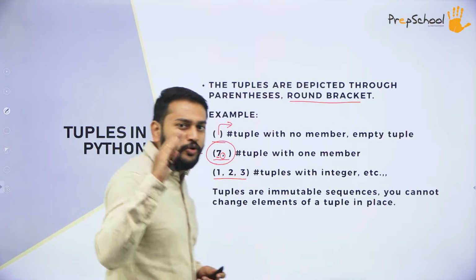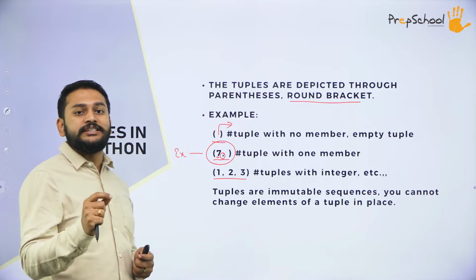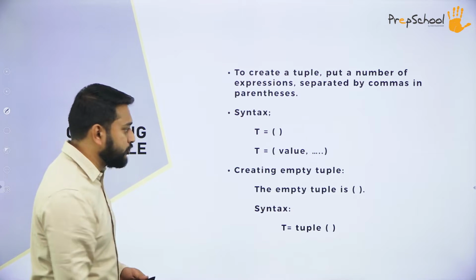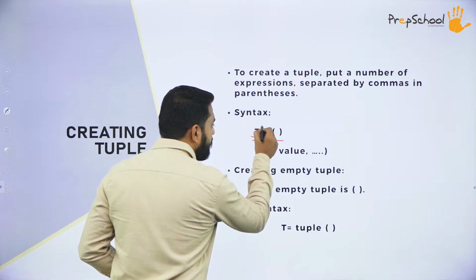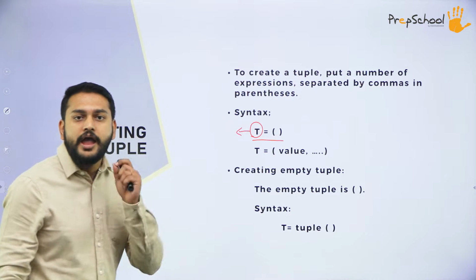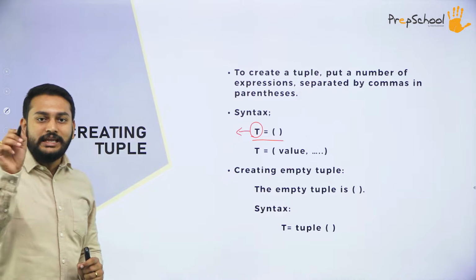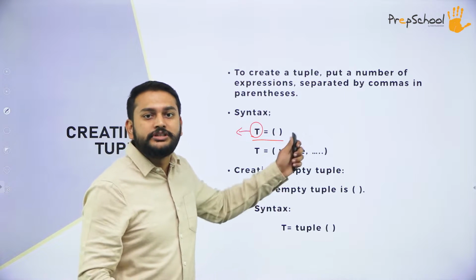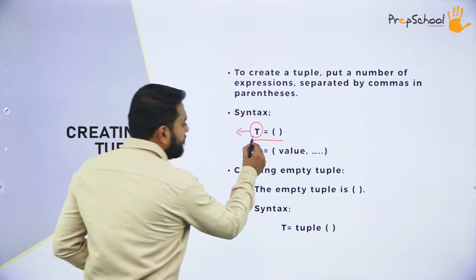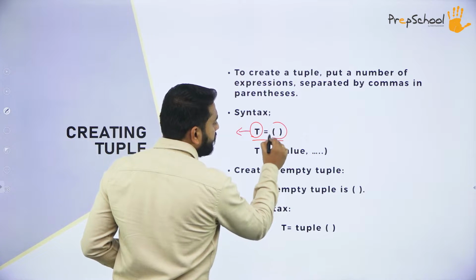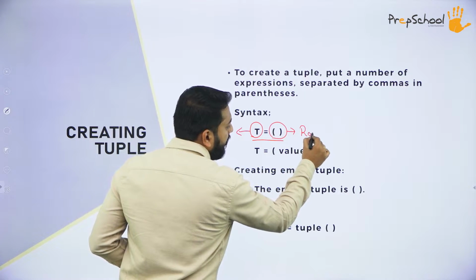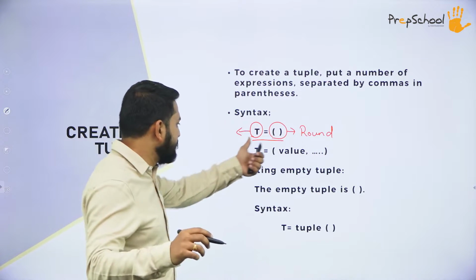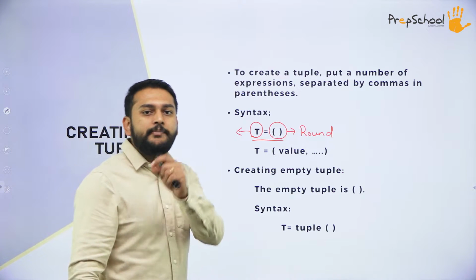Let's go to the next one. Let me discuss the syntax to create a tuple. Here you need to observe this. I have given the name T. Should I call it a variable? No, it's the name of the tuple. After this T, I have an equals sign, and then I have given the round brackets, that is parenthesis. This will help me create the empty tuple.